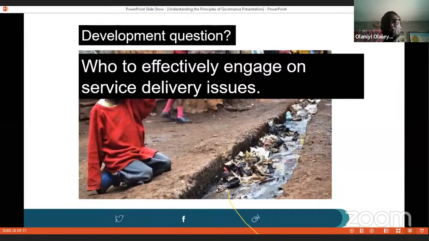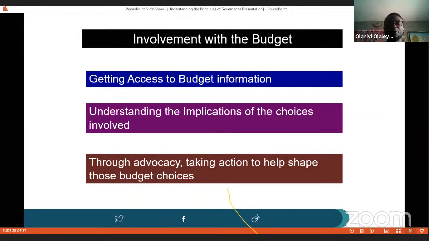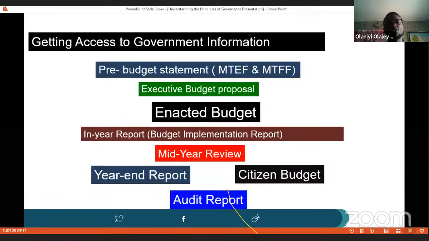When you ask them these questions, Oga representative, this amount of money was budgeted for water in my community. Where is the water? This amount of money was budgeted for roads in my community. Where is the road? When you ask them this question, they tend to be accountable to you. So how do you get involved with the budget? Get access to budget information, you understand the implication of the choices you are making when you are voting, and through advocacy. On social media platforms, on everywhere, you have the necessary question.